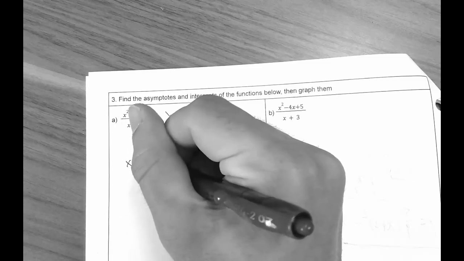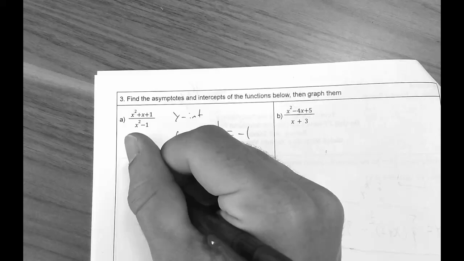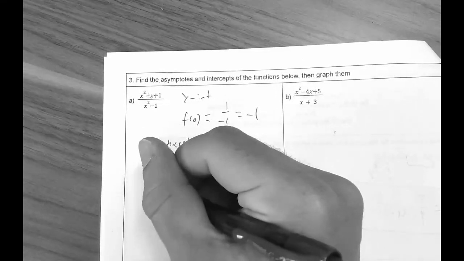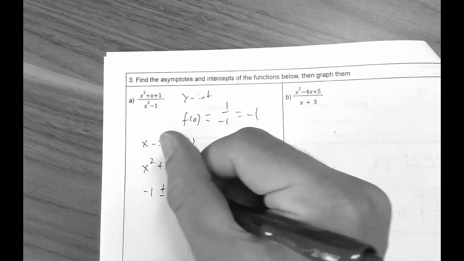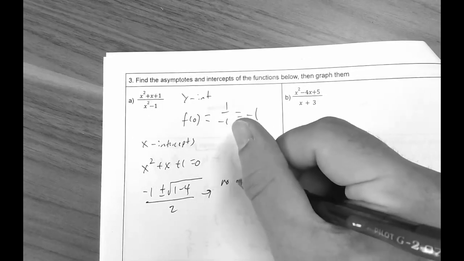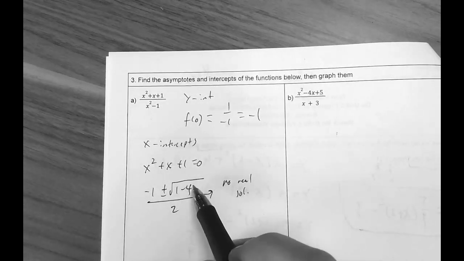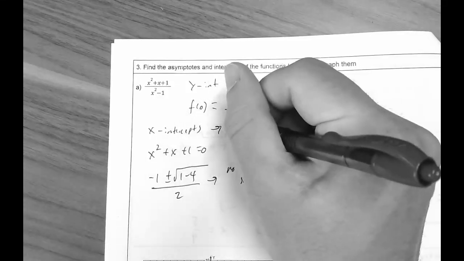For x-intercepts, you set the numerator equal to 0. So again, you need to show me this: x squared plus x plus 1 equals 0. And you would try and factor this. You can't factor this, but you could try the quadratic formula, which would get you -1 plus or minus the square root of 1 minus 4, over 2. And this is no real solution because you are going to be taking the square root of a negative number. So there are no x-intercepts.